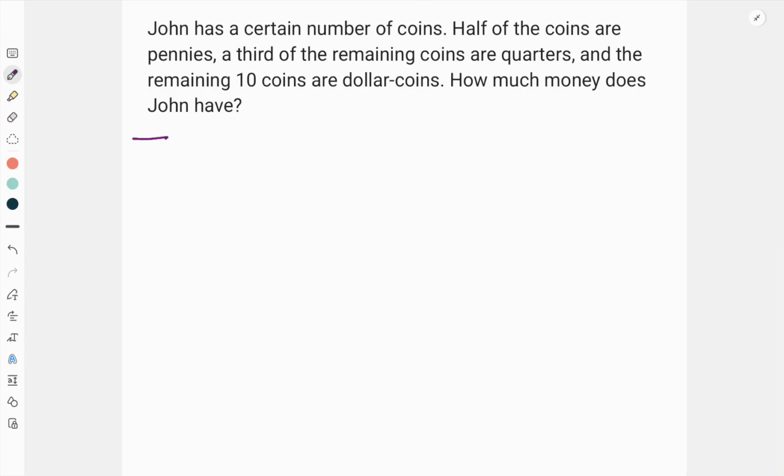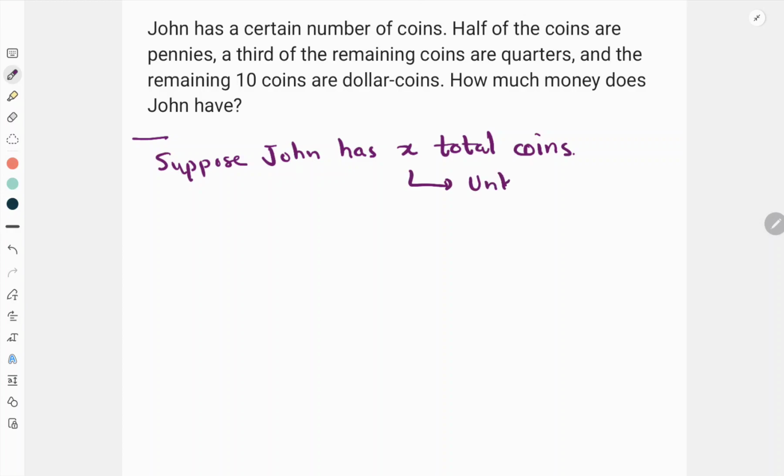So an important thing to note is the number of coins that John has. We don't know that, so let's give it a name. Let's call it X. So suppose John has X total coins. X is the unknown. But what do we know? Half of the coins are pennies. X divided by 2 coins are pennies.